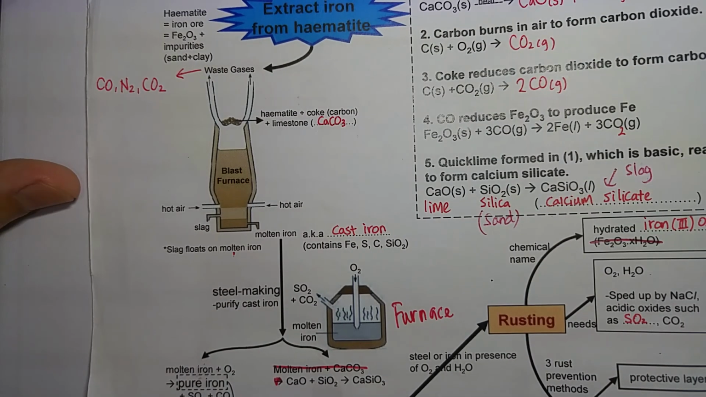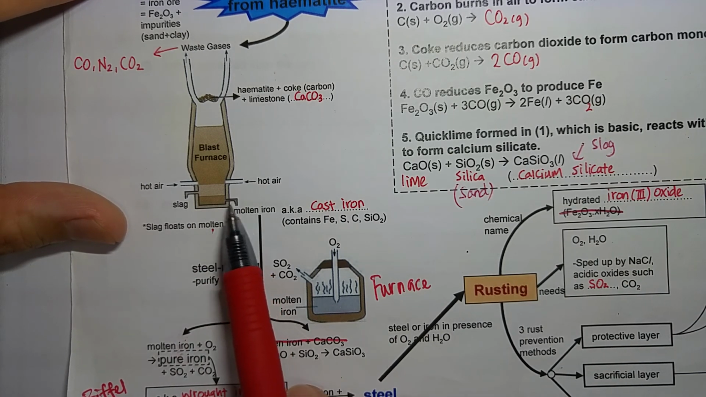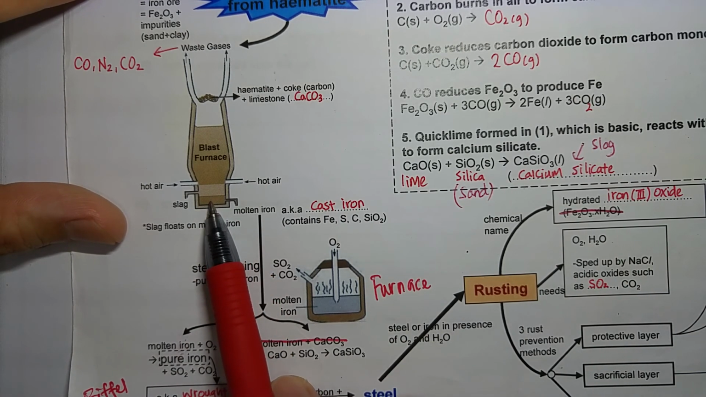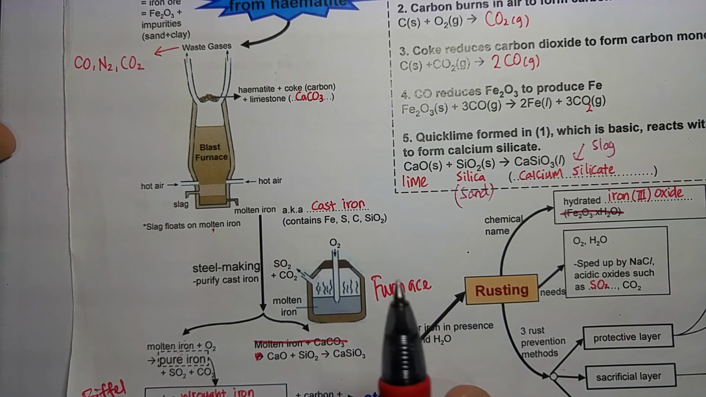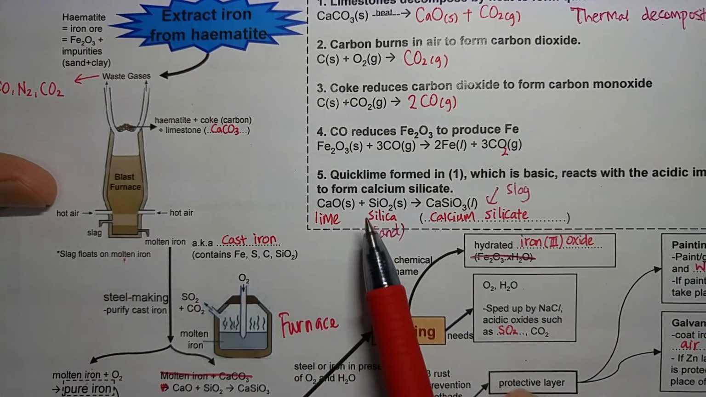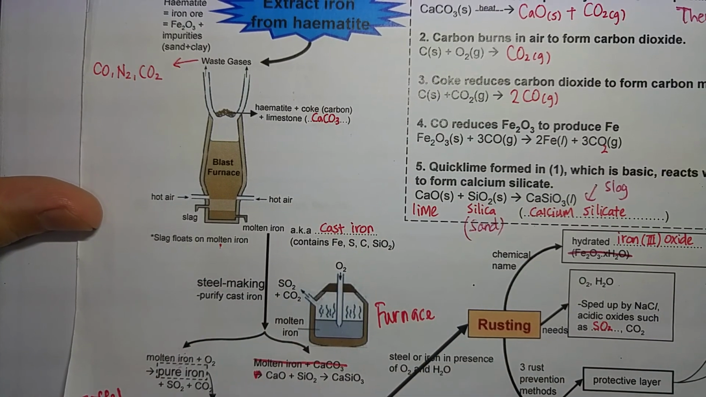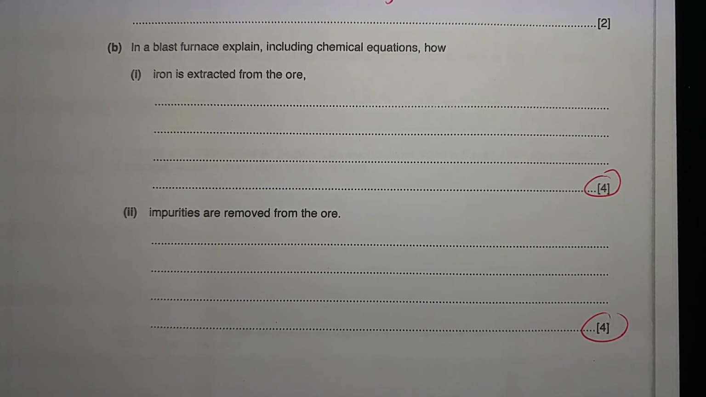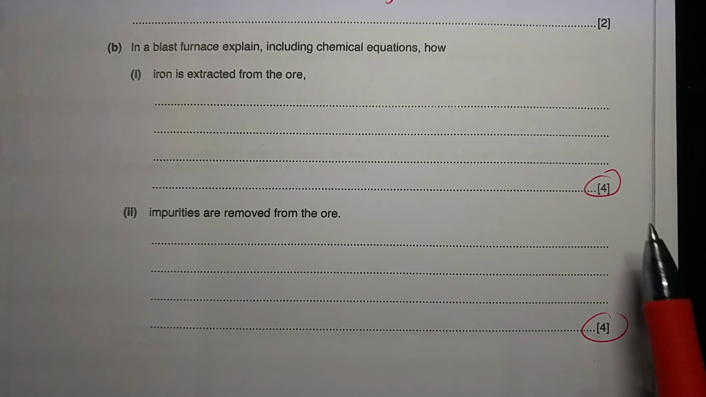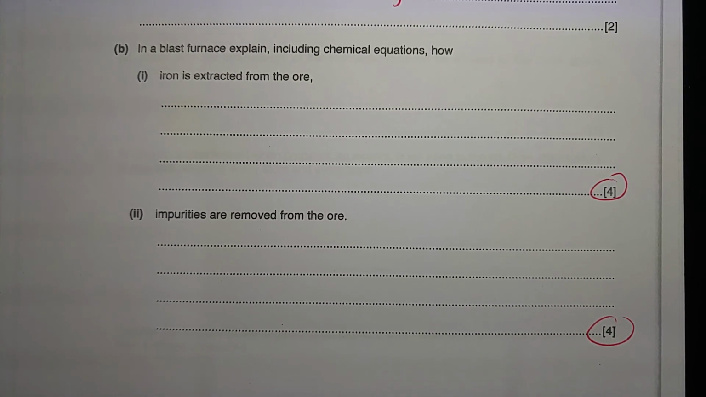So the slag will float above the molten iron in a blast furnace, at the bottom of the blast furnace, where it is being removed to pave road. Okay, so basically that's all you need to explain for part B. Okay, this part as well as this part. Alright, that would be for question 8. So remember, when you're answering the questions, you have to look at the number of marks allocated to it so that you know how much to write about.